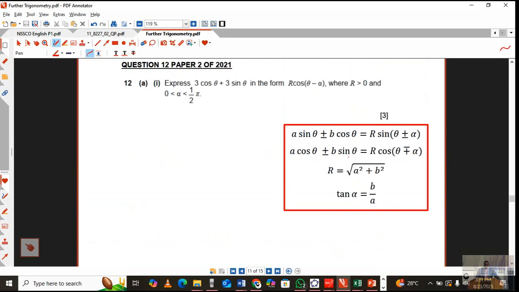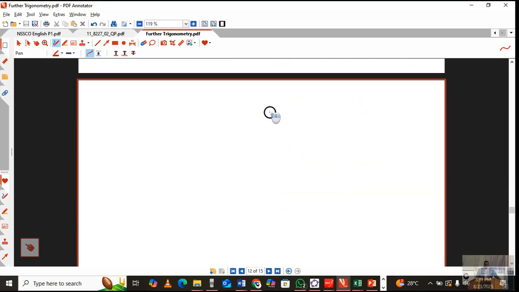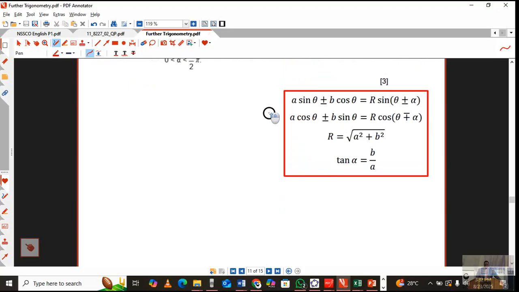Hopefully by now I don't have to do the proof as to how or where this R cos(theta minus alpha) comes from, and of course if you want to, you can have a look at my other video to see where that comes from. But since I have included enough space, I might just as well decide to do so.